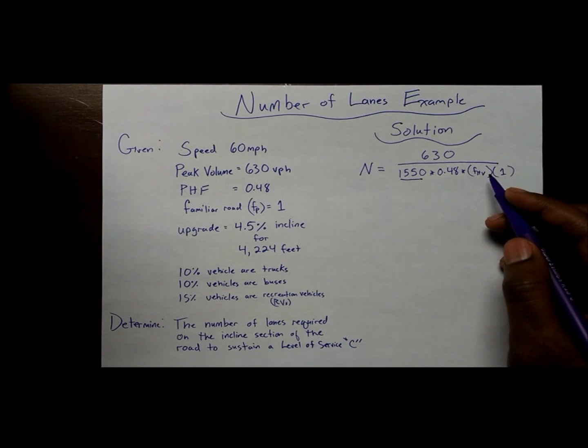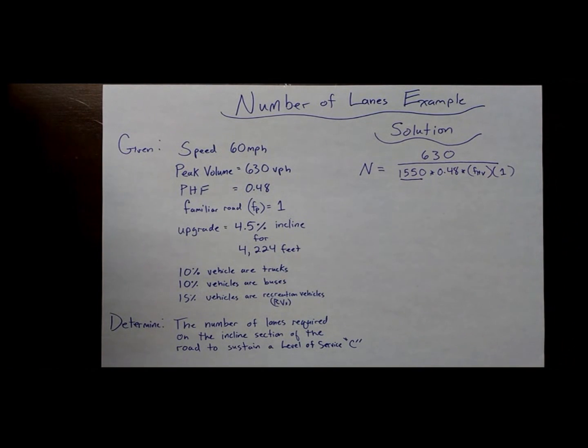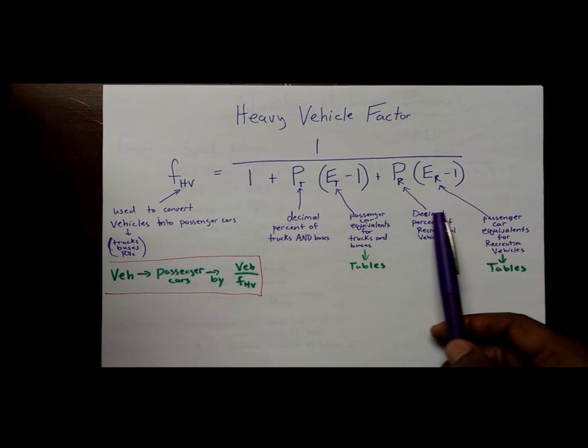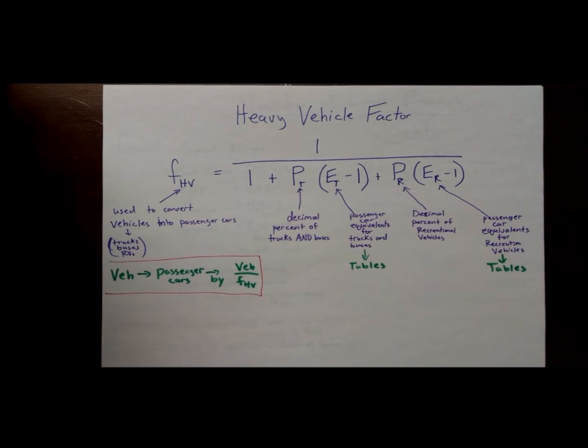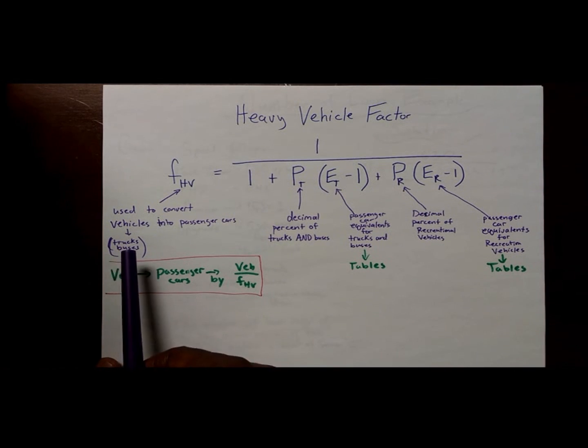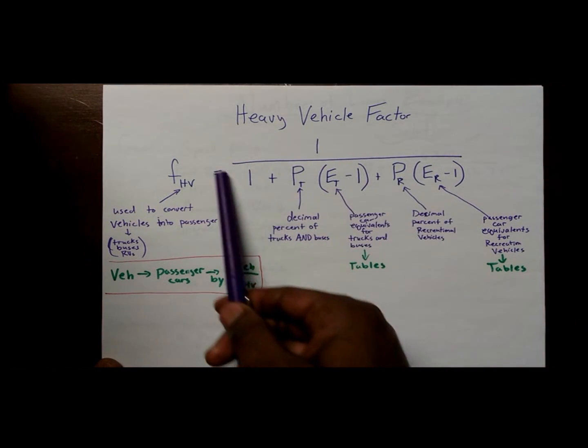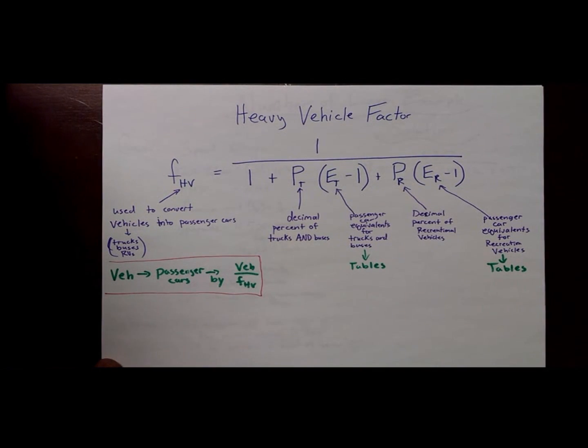Everything else was given to you except for the heavy vehicle factor, which is what we're going to be calculating next. Real quick, this is the equation for the heavy vehicle factor. I've detailed some information for you to know exactly what each one of these variables mean. The heavy vehicle factor is basically used to translate all types of vehicles in the traffic mix, so that all of the vehicles are represented in passenger cars. And all you do is just take the vehicles and divide it by the heavy vehicle factor. So we're trying to use these variables to come up with a factor that would allow us to use the number of lanes equation.